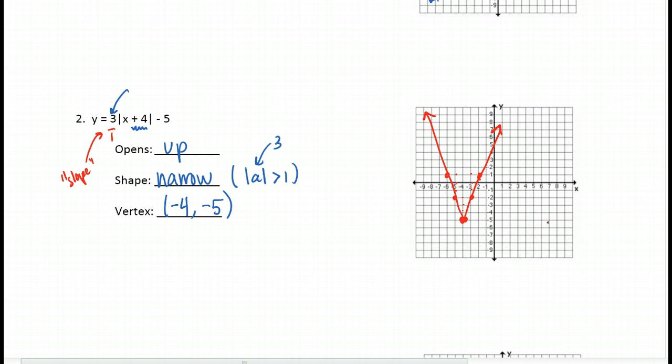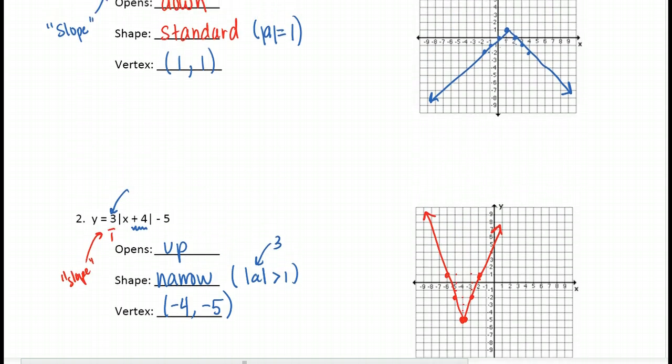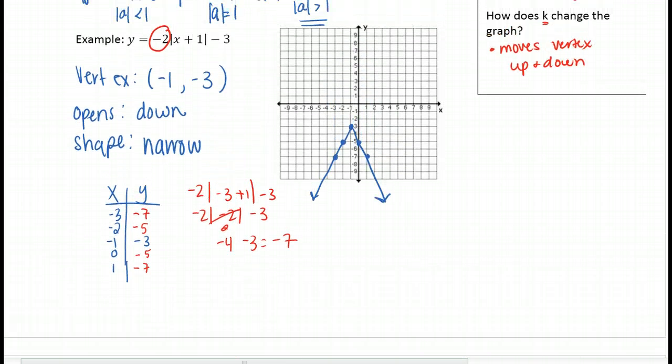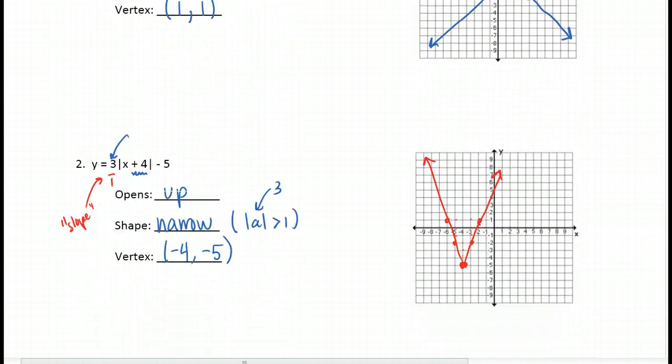So it shouldn't take too long to graph it once you get the hang of it. And if the shortcut is confusing you at all, please rewind, rewatch, and figure that one out. If not, you can always use a table. Whatever you desire is the best way to go about it.